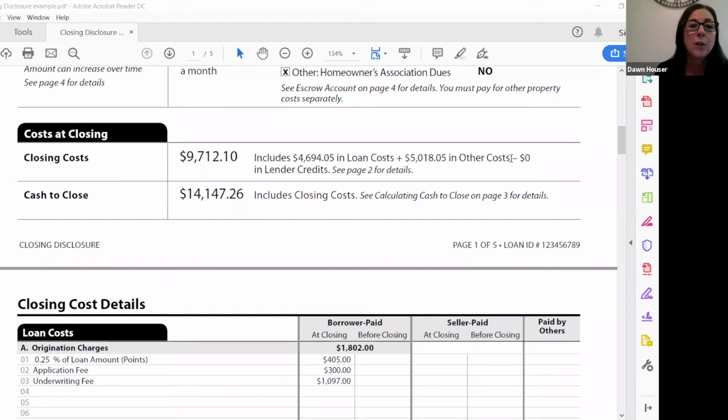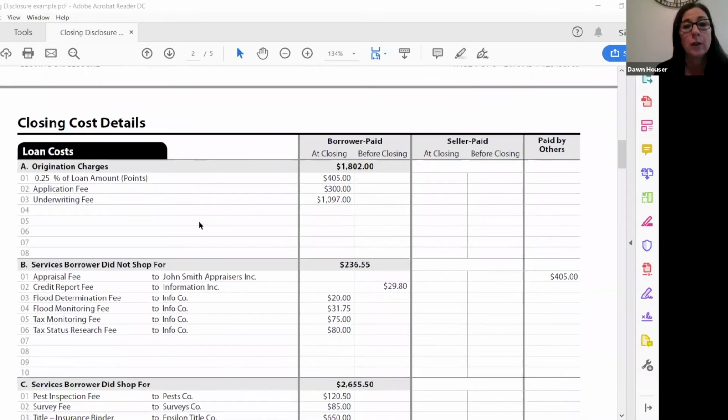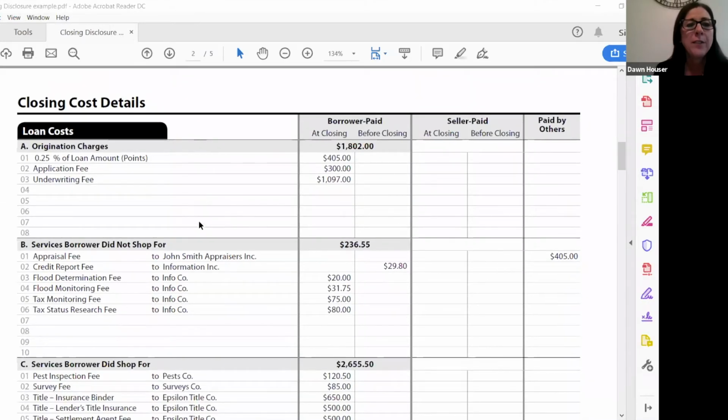So when we have our down payment, any credits, any closing costs, their cash to close, they would be wiring to the title company is $14,147.26. Okay, and page 2 kind of starts breaking out what our costs are. These would be pretty similar to what we would see here in Lee County or Collier County, wherever you might be selling.